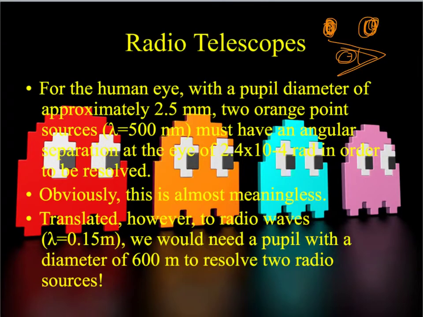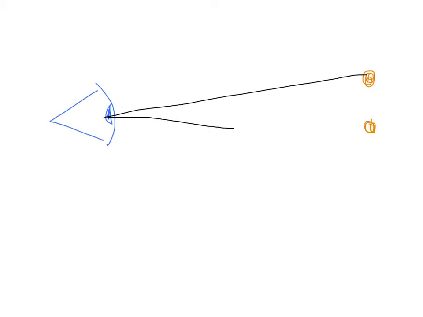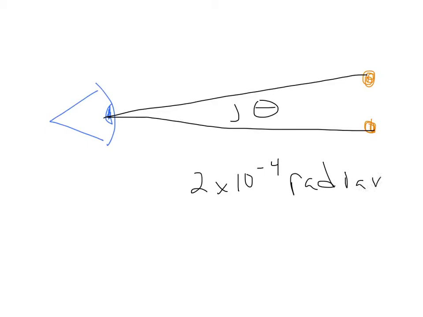And so let's set this up. Here's your eyeball. So here's our 2 orange dots. In order for your eye to resolve these 2 dots, this angle here has to be 2 times 10 to the negative fourth radians.